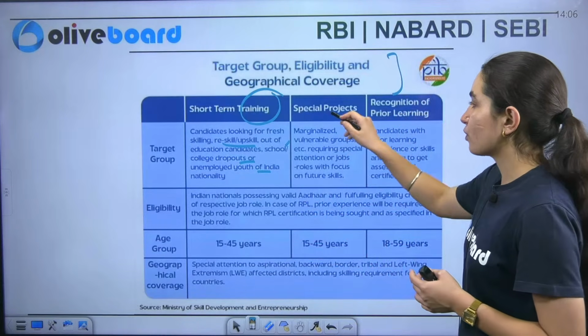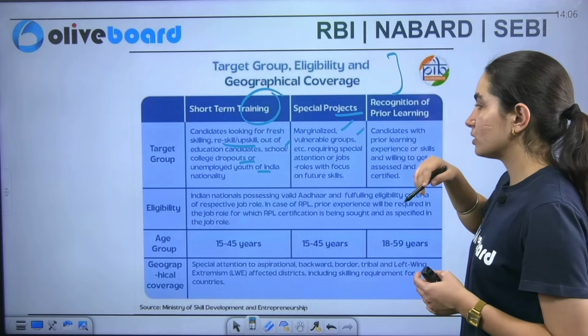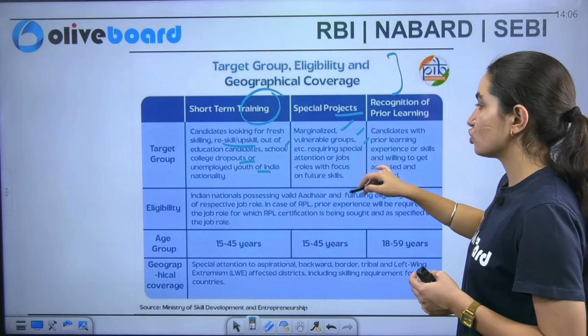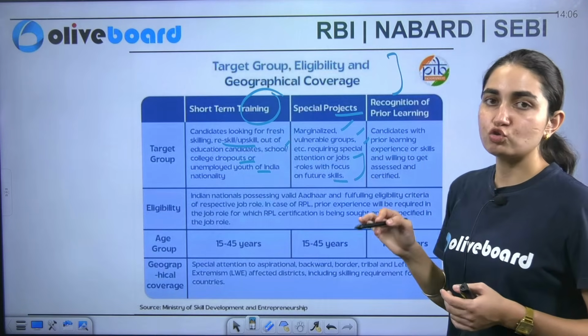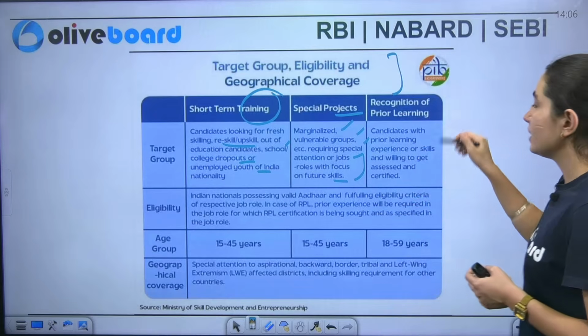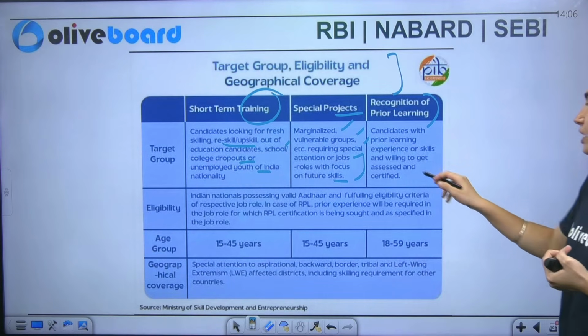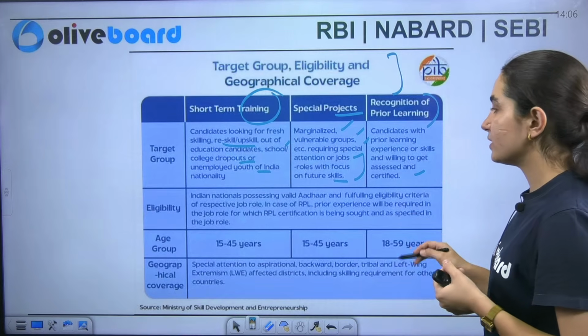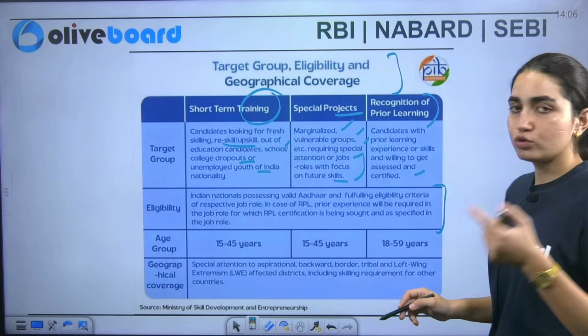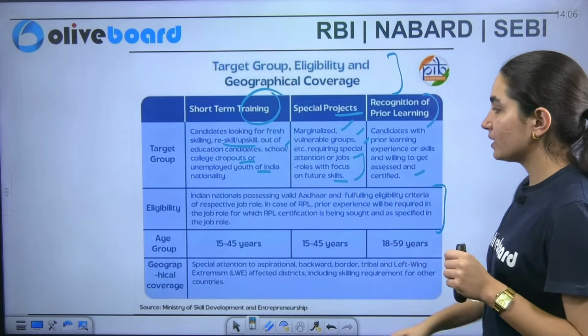Then we have the special projects. Marginalized, vulnerable groups को दिया जाता है, etc. who require special attention or jobs with a focus on the future skills. So these special projects are for them. Then we have recognition of the prior learning. I've told you already that those individuals who have already some skill are willing to get them assessed, and the certification will also be provided to them. What is the eligibility criteria? So I've told you already in the eligibility one. Age group इनके लिए क्या रहेगा?